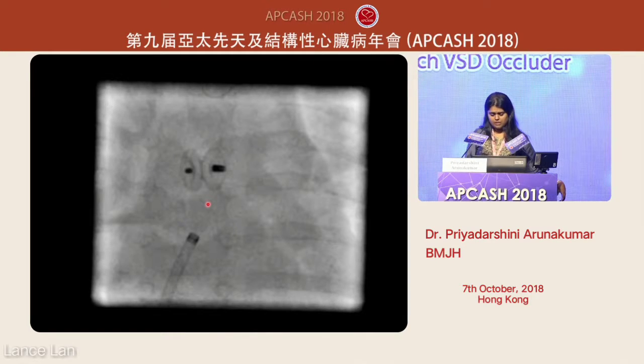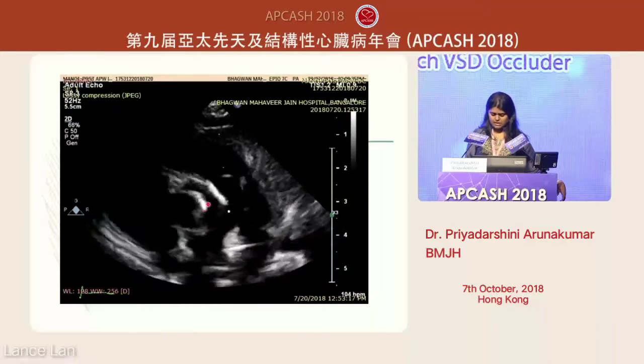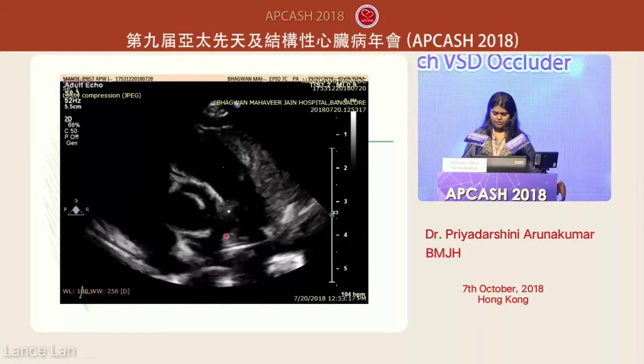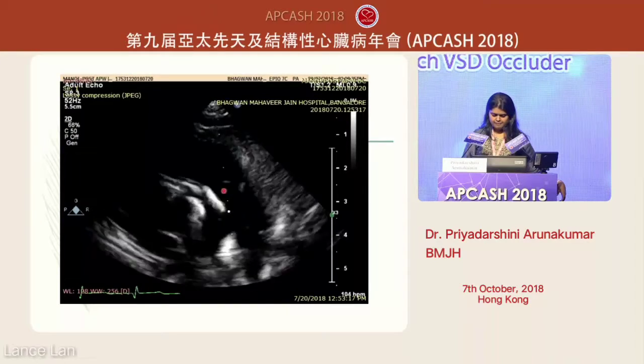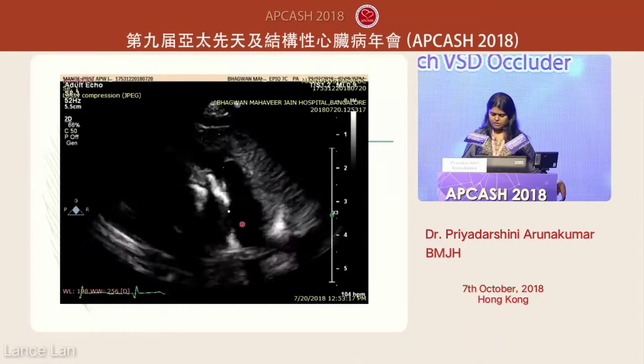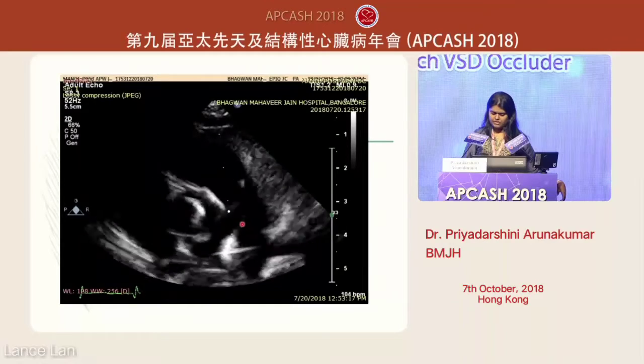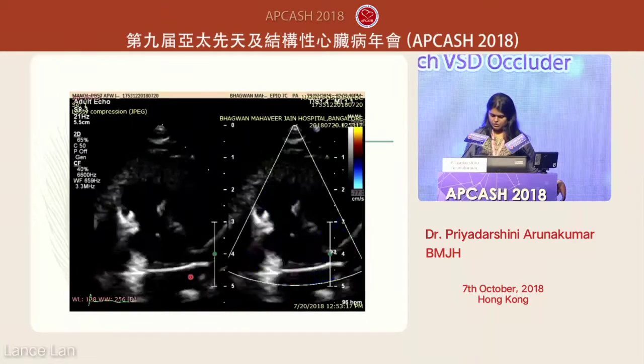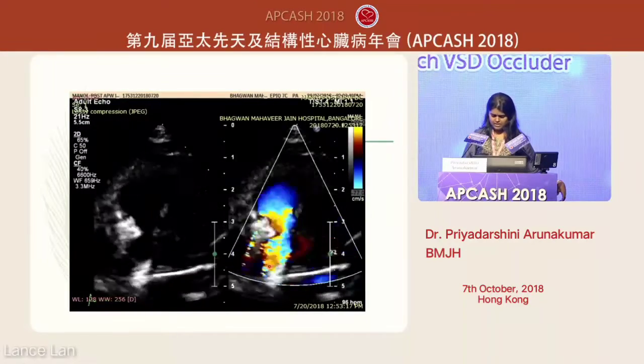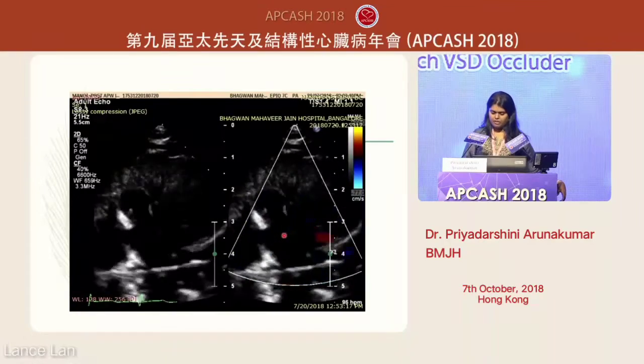And the echo done immediately after, before the release, also showed some kind of impingement of the origin of the right pulmonary artery with a mild gradient of 12. And the same thing was seen in the post-procedure echo, where the device was well away from the pulmonary valve, and there is some impingement of the right pulmonary artery at its origin, and the gradient, as I told you, measured to be 12 to 14. And here we can see the turbulence at the RPA origin.